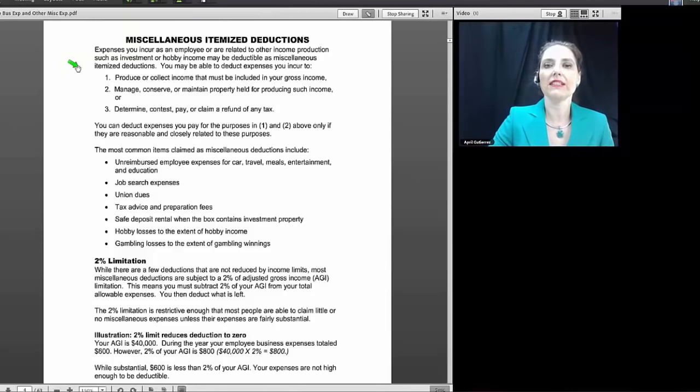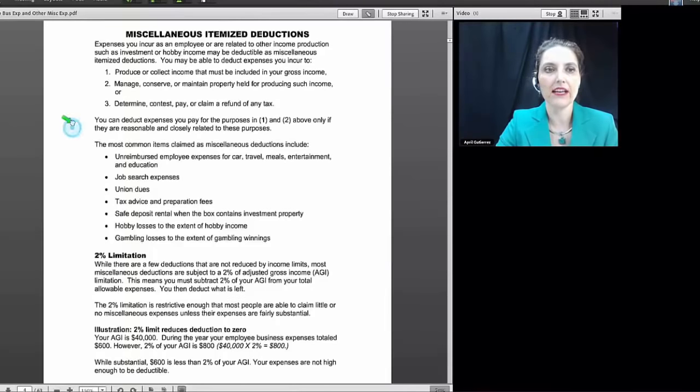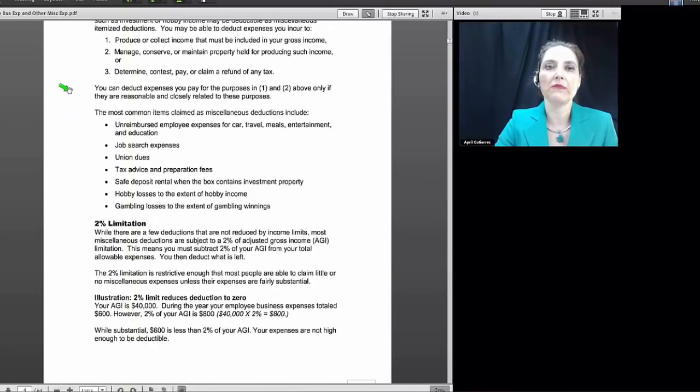You may be able to deduct expenses you incur to produce or collect income that must be included in your gross income, manage, conserve, or maintain property held for producing such income, or to determine, contest, pay, or claim a refund of any tax. You can deduct expenses you pay for purposes in 1 and 2 above only if they are reasonable and closely related to these purposes.